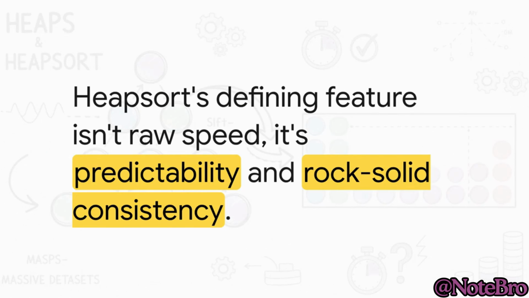So what's the bottom line here? Heap Sort's true superpower isn't that it's the fastest sprinter. It's that it's the most reliable marathon runner. With Heap Sort, you get rock-solid, predictable performance. And that is absolutely invaluable in any system where a sudden, unexpected slowdown is simply not an option.